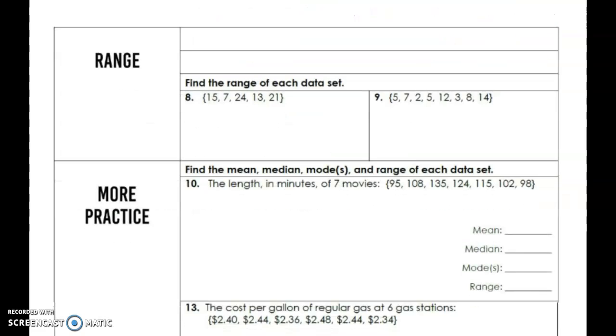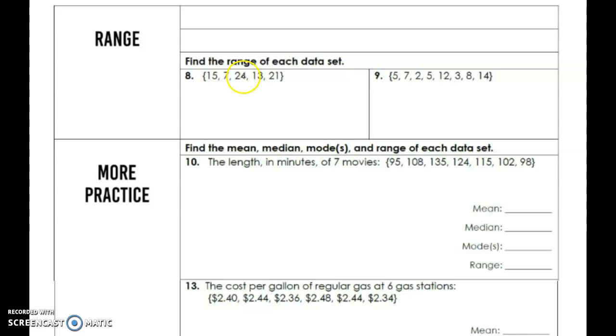All right, range. This would be the biggest number minus the smallest number. What is the range of your data? So we can just take 24 minus 7. We talked about this when we were doing the box and whisker plots. So 24 minus 7 would just be 17. Okay, over here, our biggest data point is 14 minus 2, which is going to be 12.